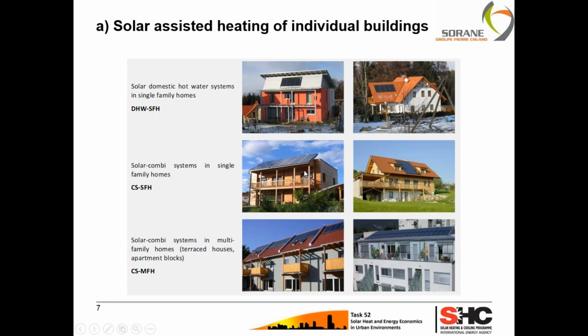Looking a little bit more in detail, in the solar assisted heating of individual buildings, we distinguish three subcases. The first one is individual houses that use solar energy to produce domestic hot water. The second is the solar combi system for single family houses as well. In this case, solar energy is used to produce domestic hot water, but also to produce heat for space heating during wintertime. The third type of individual building is the solar combi system in multifamily houses, so a larger amount of dwellings.